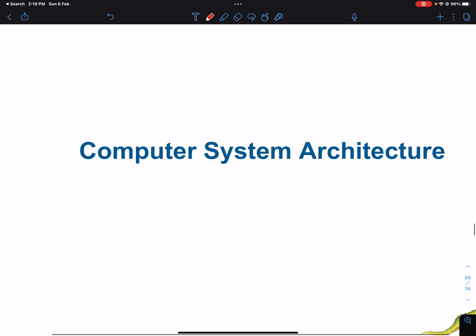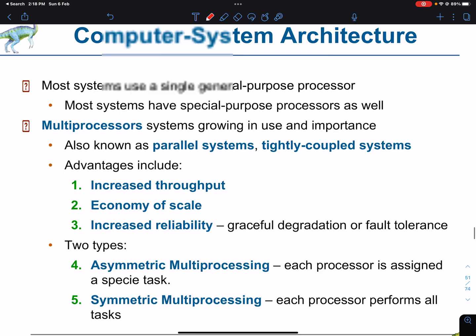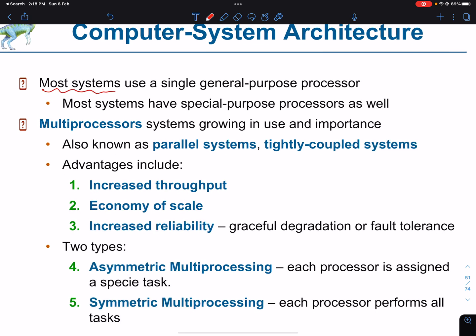Okay. Let's now talk about computer system architecture. Most systems use a single general purpose processor. Of course, I would have hoped that the authors would remove this statement right from their book and slides, simply because it's no longer valid. There is no device now that has a single general purpose processor. Most systems have special purpose processors as well.